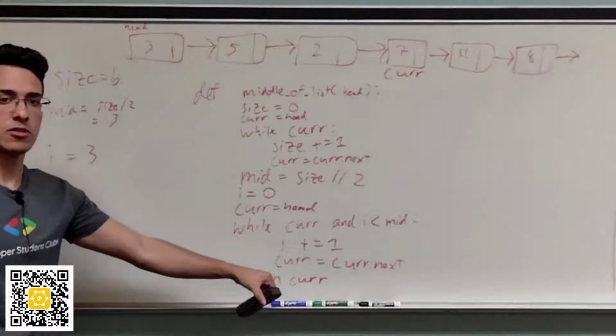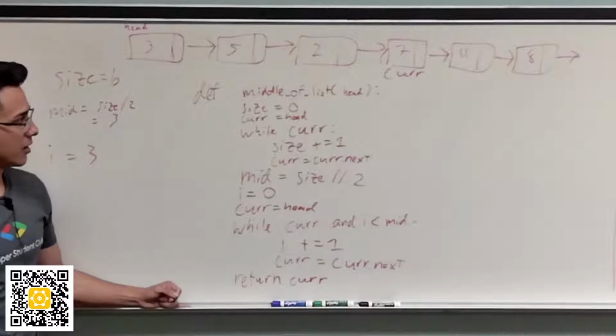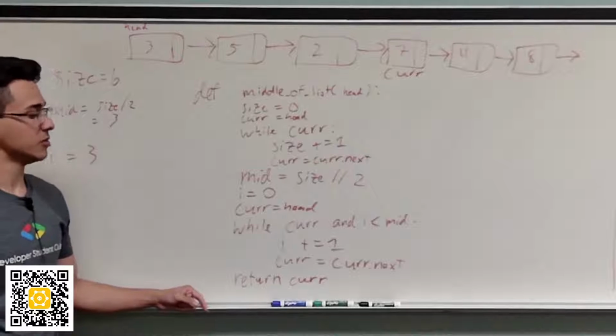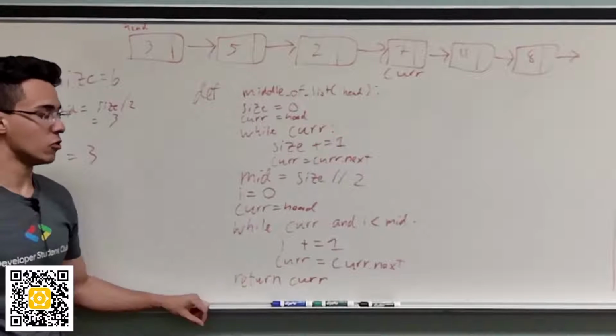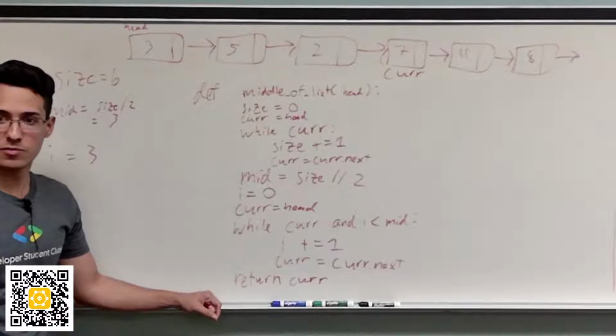Can they see this? Yes. Okay, yeah, all right. So to get the middle of the list, you just get the size, divided by 2, that's the middle. And you just loop again up to the middle. Okay? That makes sense?